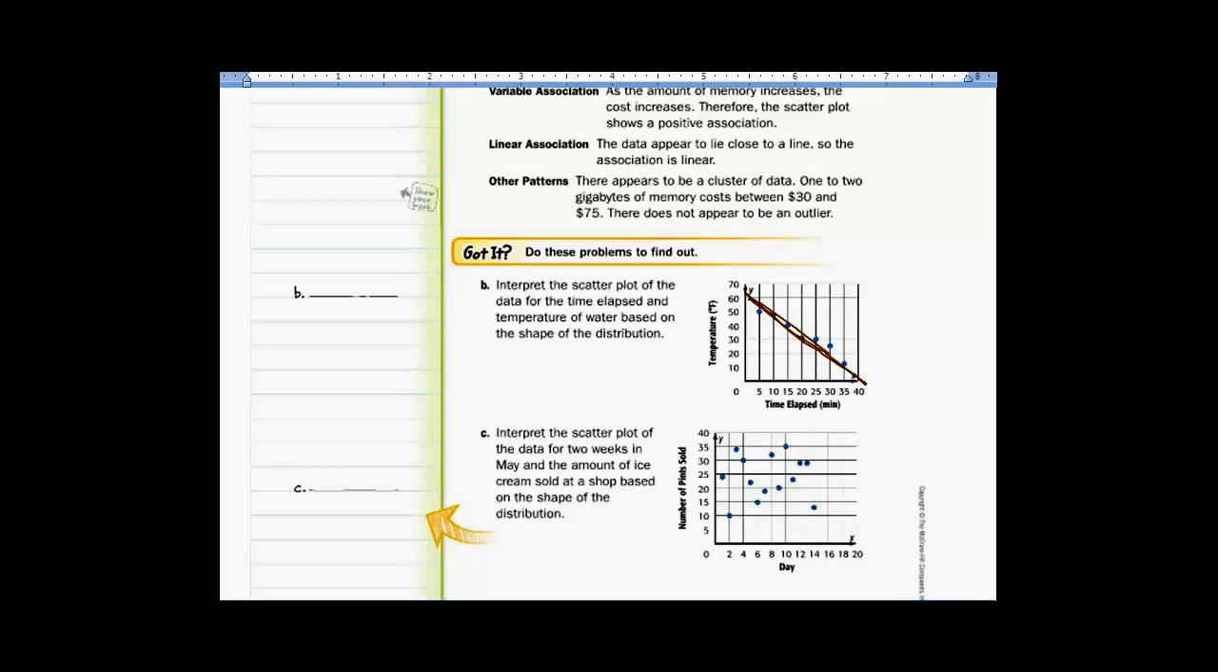So that would be a linear association. And there are no clusters, really. They're kind of evenly spread out. No clusters, and there are no outliers.